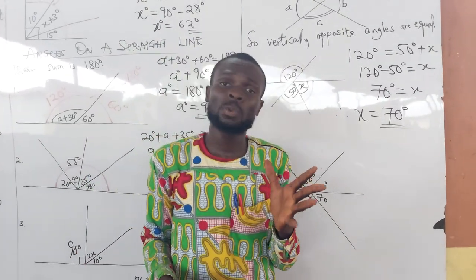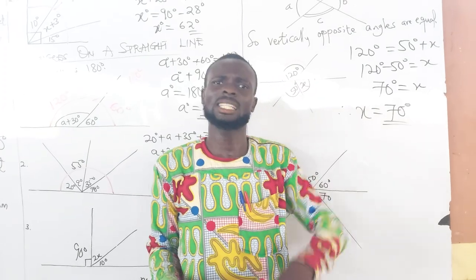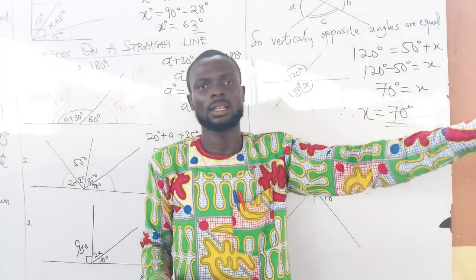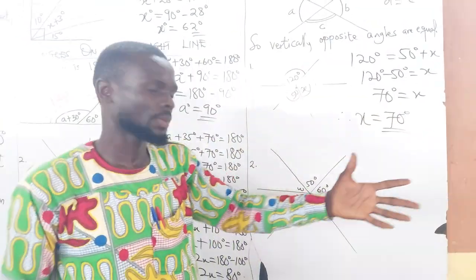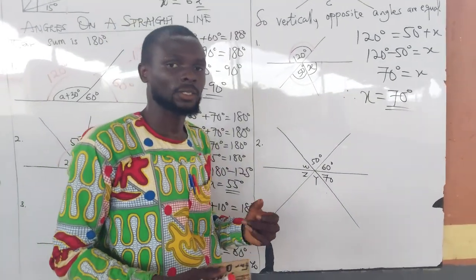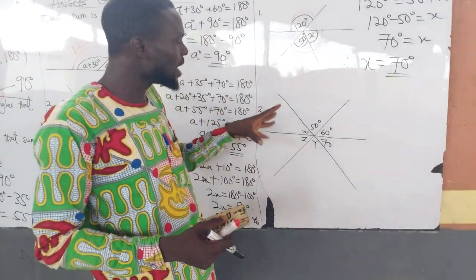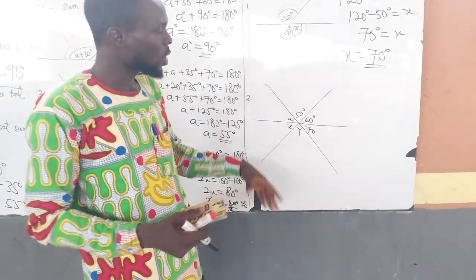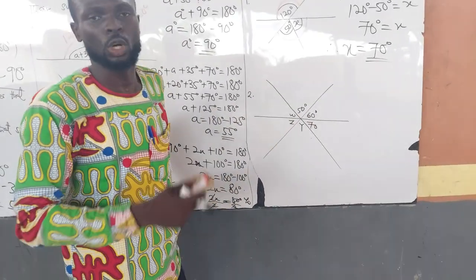With the vertically opposite angles, know the angle that is opposite to the other, then you solve for it. Now let's look at the last one. Find the value of YWZ or WYZ.